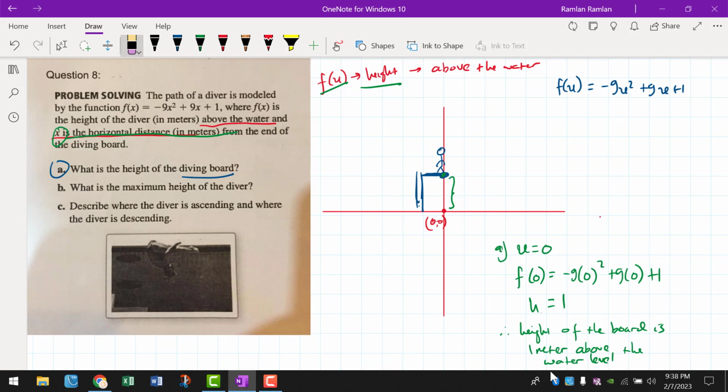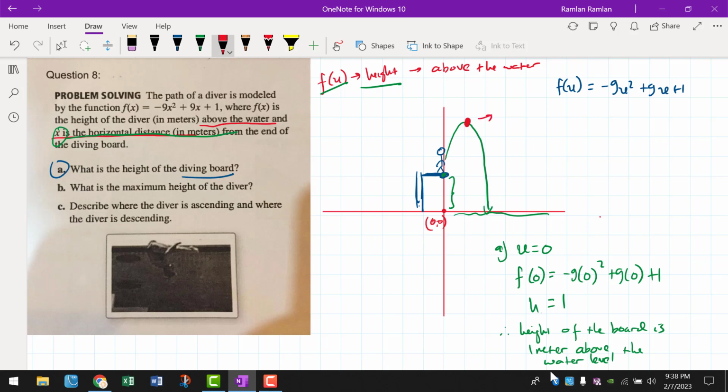Let's go to question B. What is the maximum height of the diver? Again, if we illustrate this, what happens is that the diver will jump, and he will go like this and going like this, and he will go to the water over here. So we have this maximum point here. This is the maximum height that this person can jump.